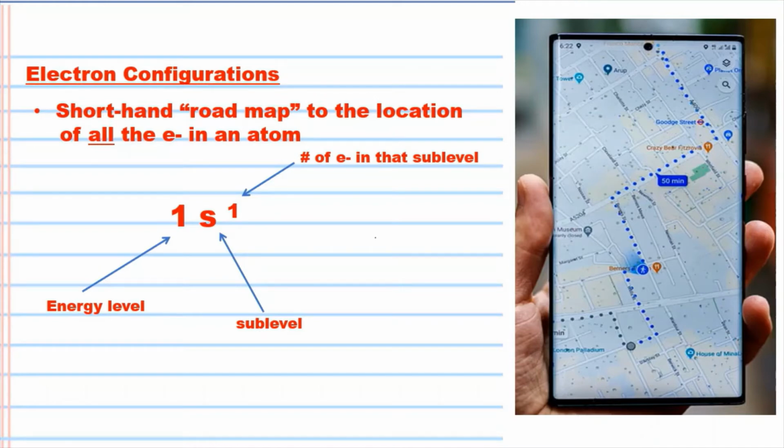So in this case, we would read it as 1s1, and it's telling us that there's 1 electron in the s orbital inside the first energy level. Now let's go back to the helium example and see if we can write the electron configuration for it.